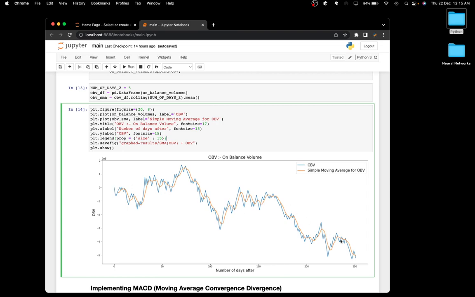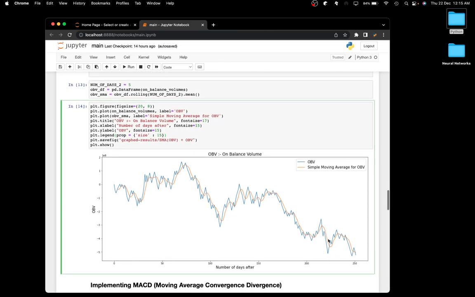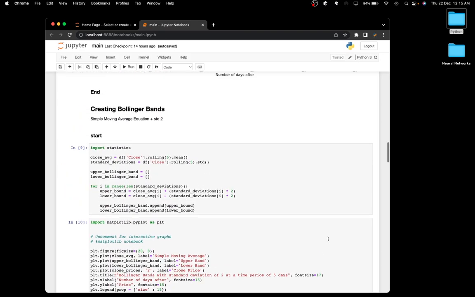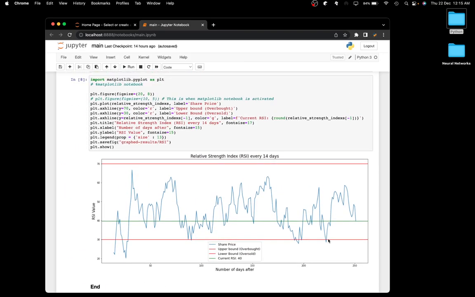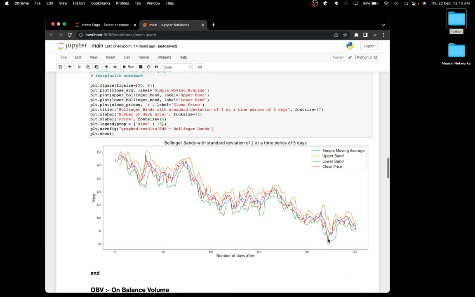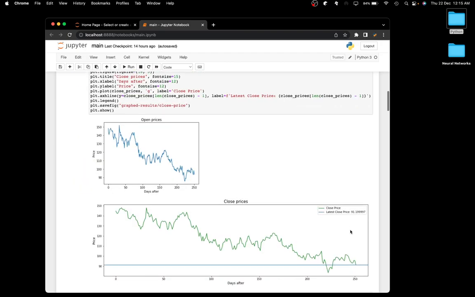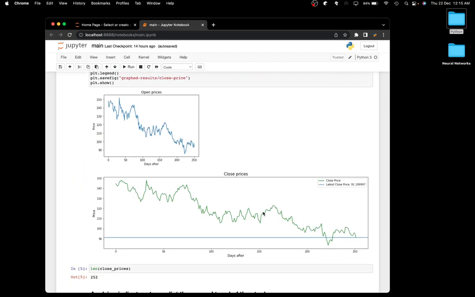So in this case, as you can see, the OBV has fallen and we are looking at a pretty bleak OBV, and that again can be verified, as there is a lot of selling power, thus lowering the RSI, lowering the close price, and pushing it towards the standard deviation of 2 on the Bollinger Band. And it can also be verified by the close price graph, because the price is going down.